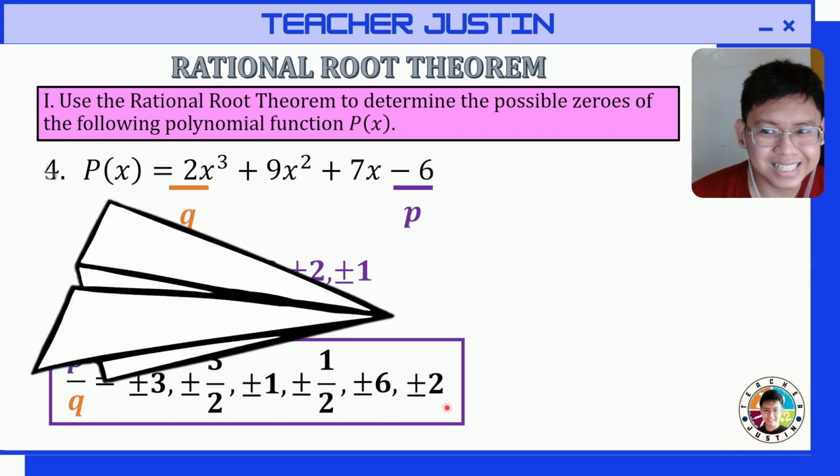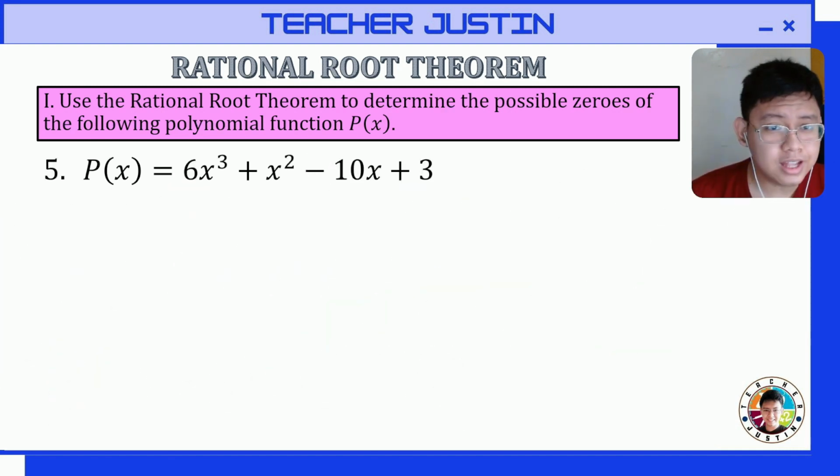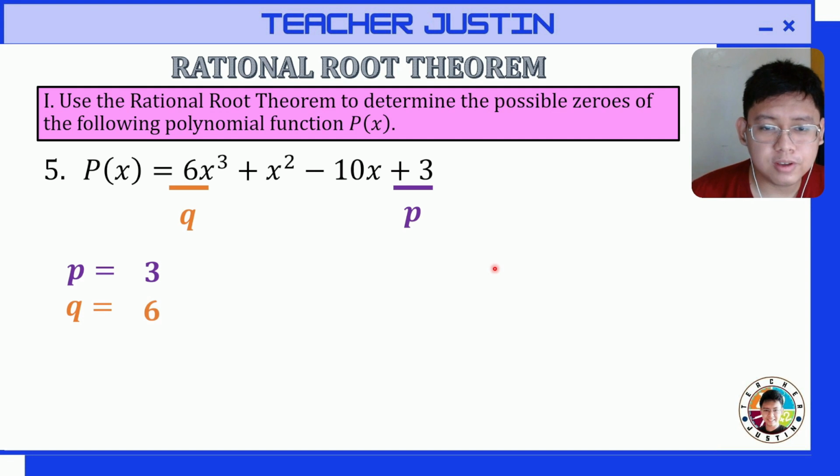Ta-da! Alright. Okay, let's use the rational root theorem to determine the possible zeros of this polynomial function. So, in using rational root theorem, ang kailangan natin gawin is to identify our p and q. So, yung p natin is the constant term. So, it is positive 3. And ang q natin is the numerical coefficient of our leading term, which is 6. Now, nakuha na natin yung p and q natin sa ating polynomial function.